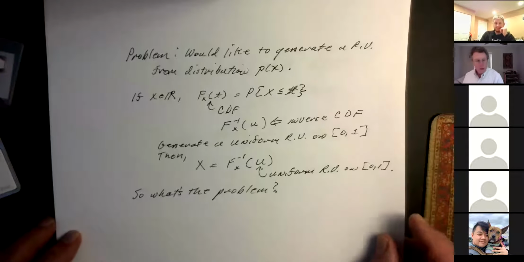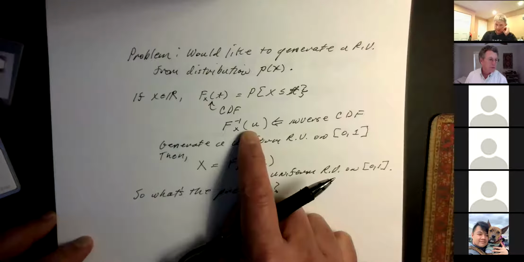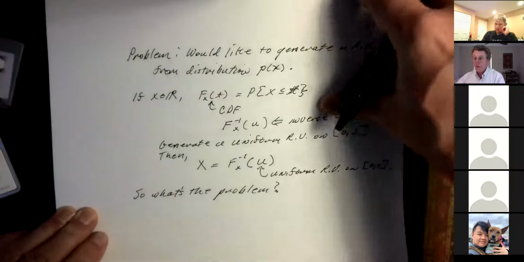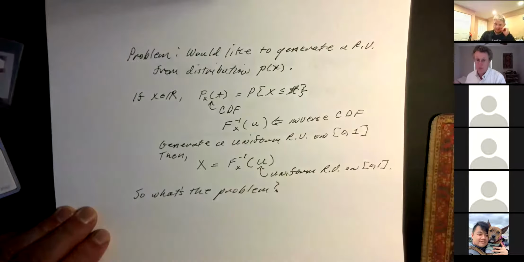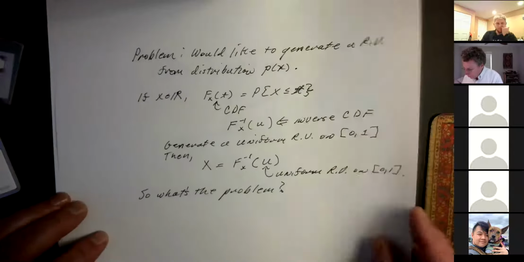But what's the practical issue? The practical issue is that computing the inverse might be extremely difficult. It might have a very complex form, especially if this is a random variable in the one-dimensional case. But if you have a multi-dimensional case, it's horrible. So in general, that can be difficult to do.